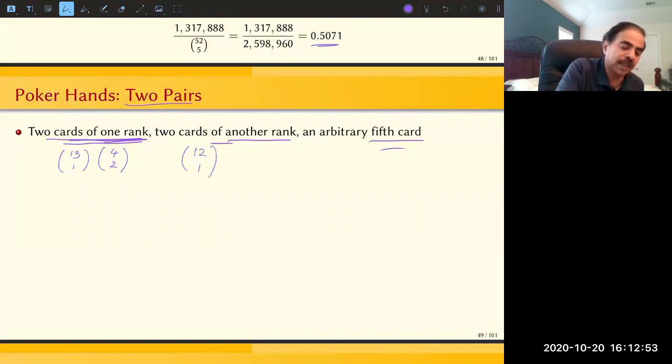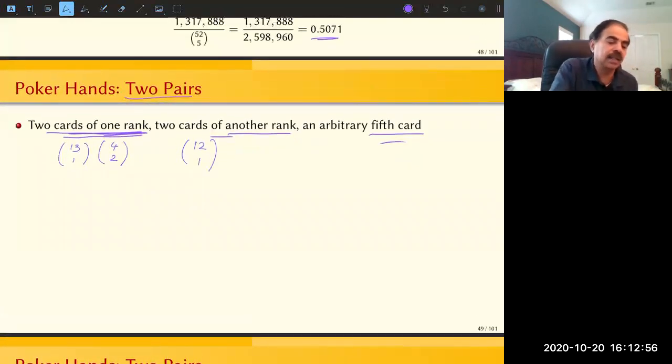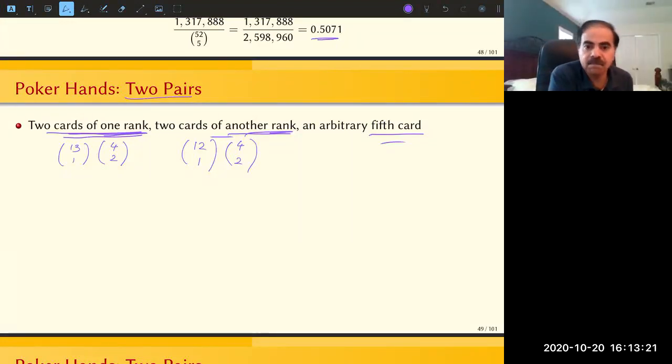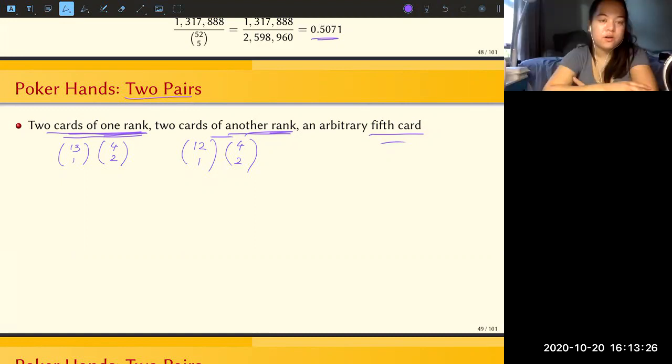12 choose 1, because obviously we already chose a rank. So we need to choose a different rank, right? It is very clear that you have to choose a different rank. It doesn't say you can choose the same rank, because that would be 4 of a kind. And what about choosing the suit? So it would also be 4 choose 2, right. Okay. And then what about the fifth card? For the fifth card, you would choose 48 choose 1.